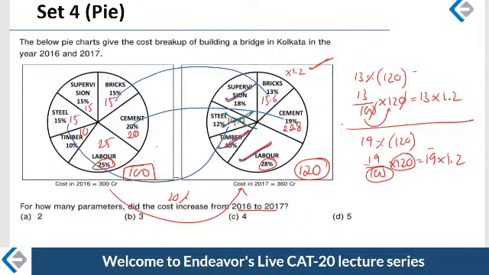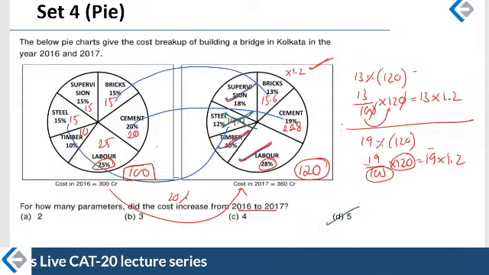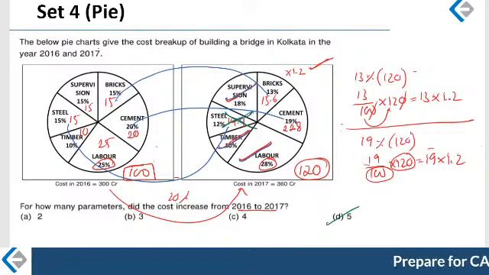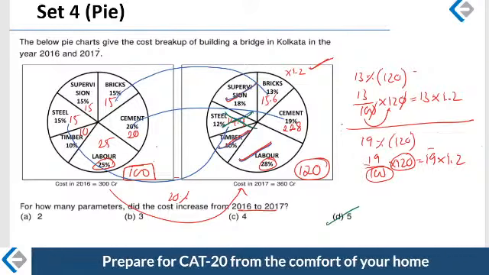There are 6 parameters. Out of 6, for 5 parameters the cost has increased. Only for one parameter, that is steel, the cost did not increase. See, look again, this question takes just less than a minute. The reason being, you just have to multiply the numbers by 1.2.